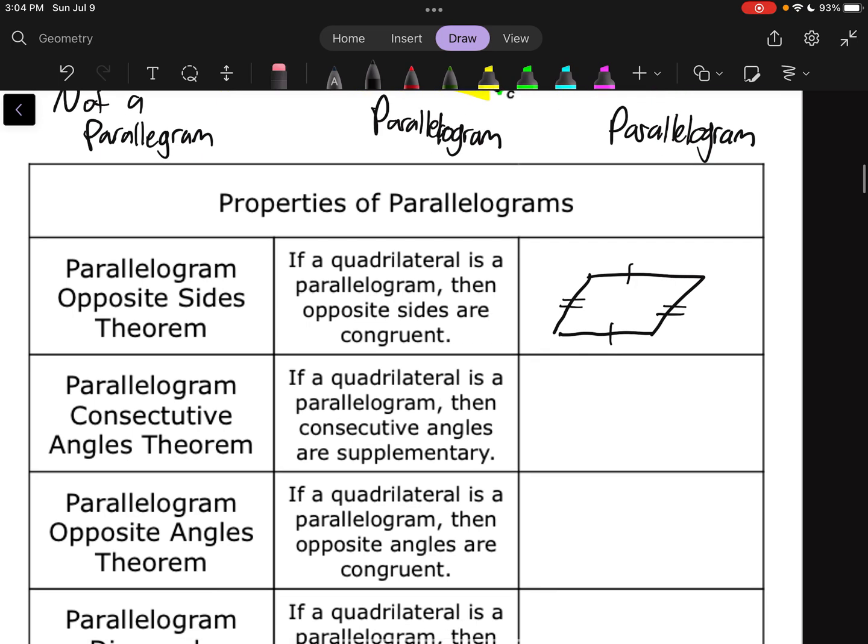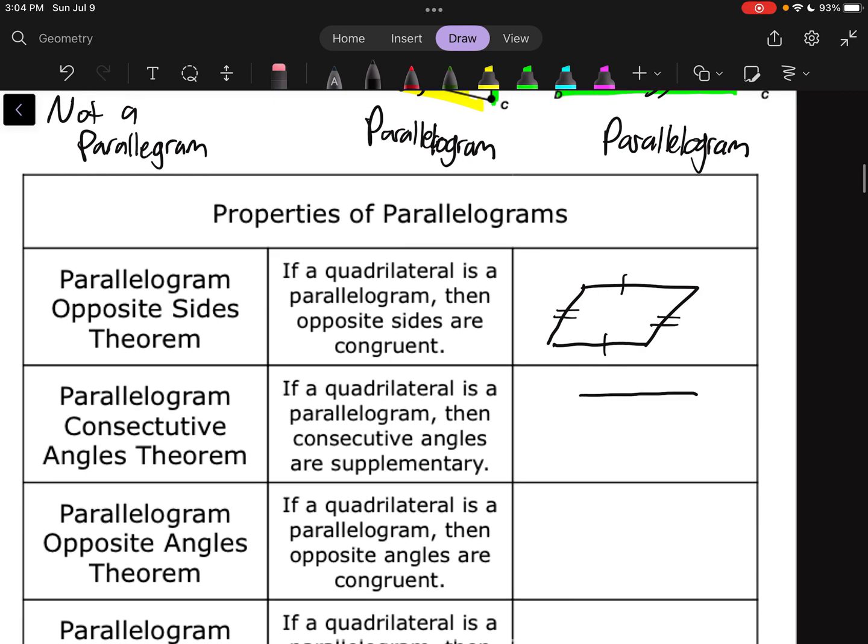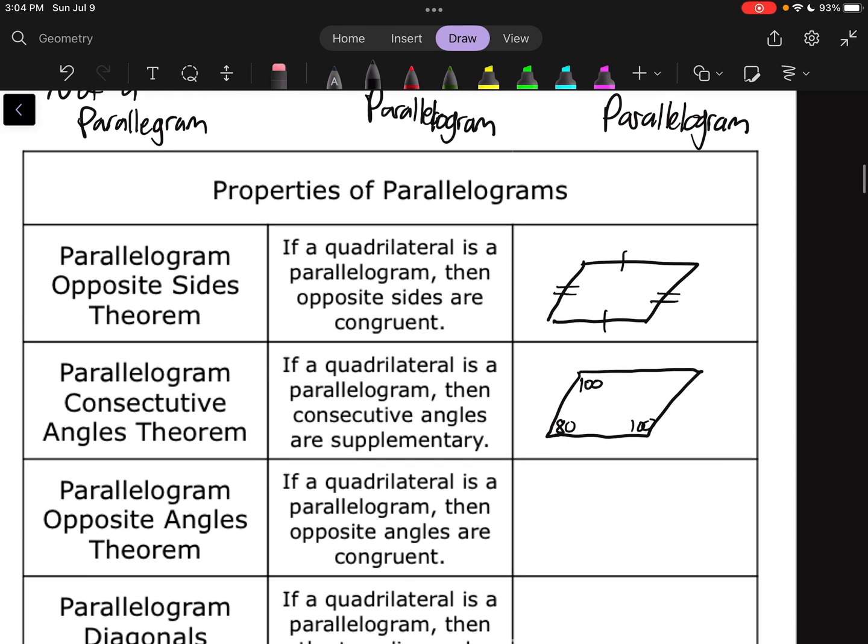Next up, we got the parallelogram consecutive angles theorem. It says if it's a parallelogram, then the consecutive angles, those angles that are next to each other, have to be supplementary. So that could look something like this. Maybe this is 80 and this is 100. That would be supplementary. And then going vertically, this 80 and this 100 would be supplementary. So every parallelogram should have consecutive angles that add up to 180, that are supplementary.